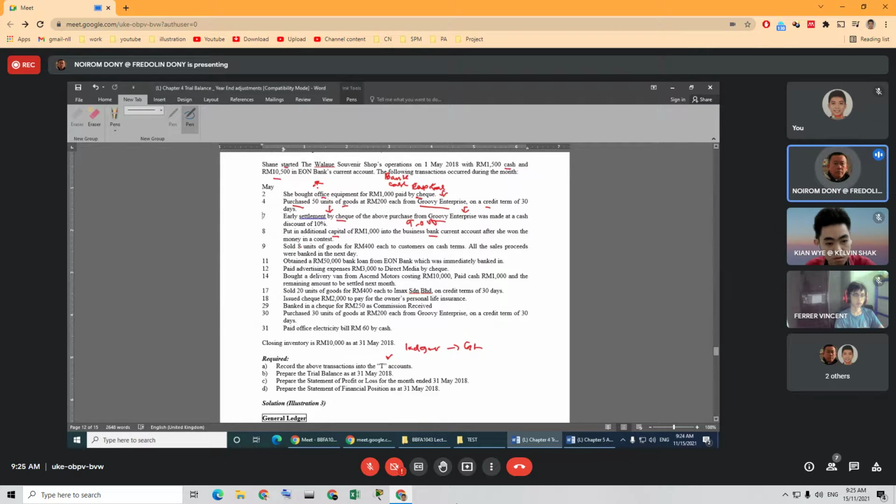And then sold 8 units of goods, 400 each, to customer on cash term. So cash term, meaning cash sales. So increase of cash, increase of sales. So this is the keyword, increase. Okay, so credit item, so you credit sales. Debit item, so you debit cash.